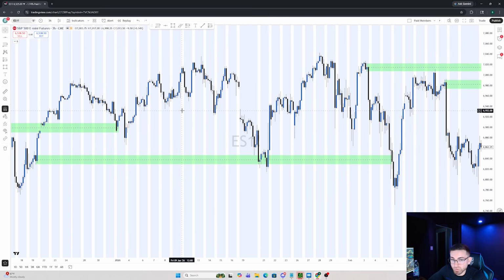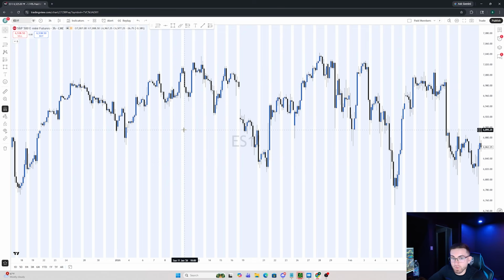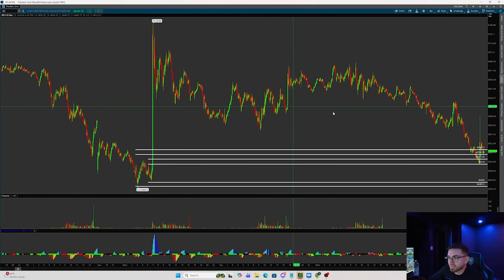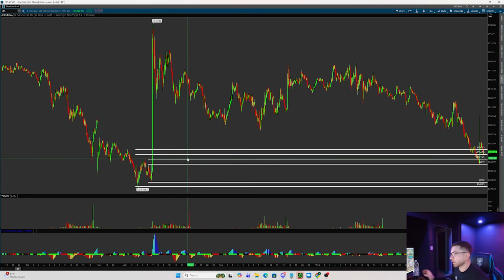They're not patient, but you have to be patient with supply and demand because it's not always going to be there. But then also we don't test these levels every single day, right? This is the first time that we actually tested a really good demand zone this entire week. So we want to wait for price to trade to this level.